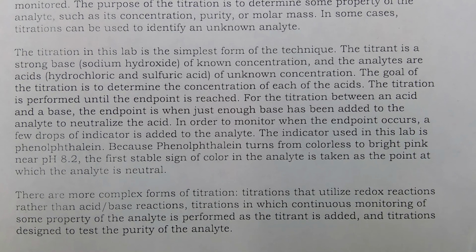The titration is performed until the endpoint is reached. For the titration between an acid and a base, the endpoint is when just enough base has been added to the analyte to neutralize the acid. In order to monitor when the endpoint occurs, a few drops of indicator are added to the analyte. The indicator used in this lab is phenolphthalein. Because phenolphthalein turns from colorless to bright pink near pH 8.2, the first stable sign of color in the analyte is taken as the point at which the analyte is neutral.